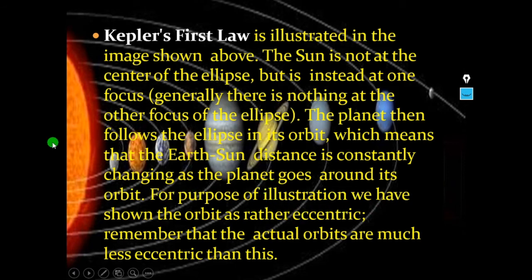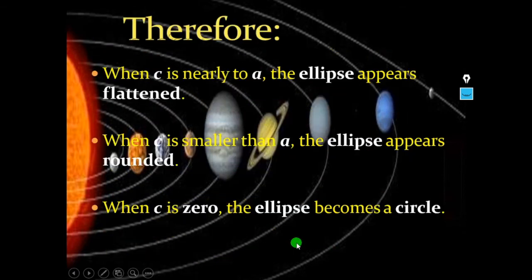For the purpose of illustration, we have shown the orbit as rather eccentric. Remember that the actual orbits are much less eccentric than this. When C is nearly equal to A, the ellipse appears to be flattened. So E is equal to C by A. Flattened means E will be nearly equal to 1. When C is smaller than A, the ellipse appears rounded. When C is 0, the ellipse becomes a circle.